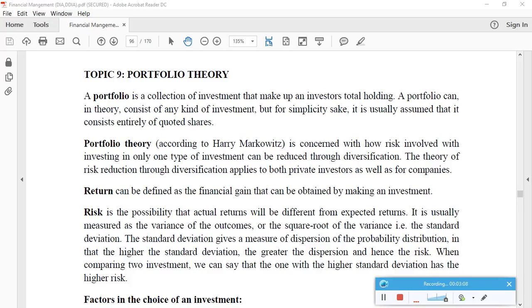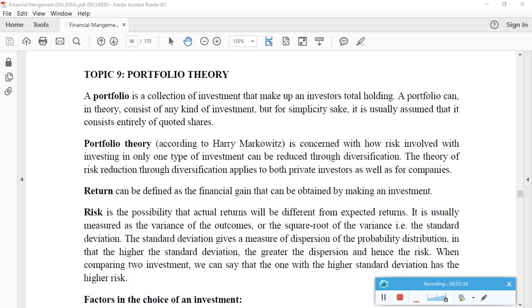Continue. The theory of risk reduction through diversification applies to both private investors as well as companies. Okay. Now this formula is not only for companies. You also can use it, like forex players. Okay. You can use this formula if you know how to use it. But definitely we're not going to do it manually later on. There is a financial calculator. You just put in the data. It will calculate for you what will be the return and the risk.